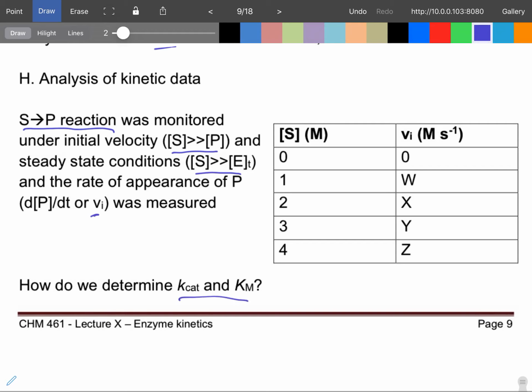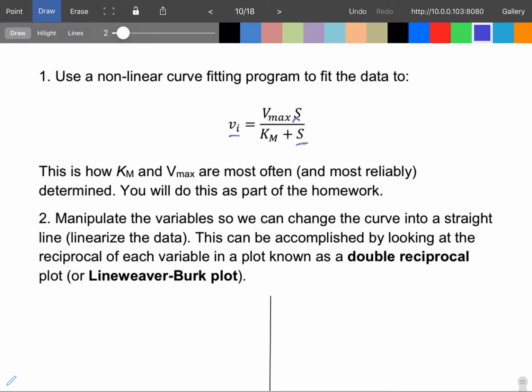And so we would have had, like we mentioned before, some series of different substrate concentrations, and that would have resulted in a series of initial velocities. So we have this table of data, essentially. And a couple things we could do. We could use a nonlinear curve fitting program on the web or a standalone program, where you would input the different velocities and the different substrate concentrations, and it would determine or fit the parameters Vmax and Km.